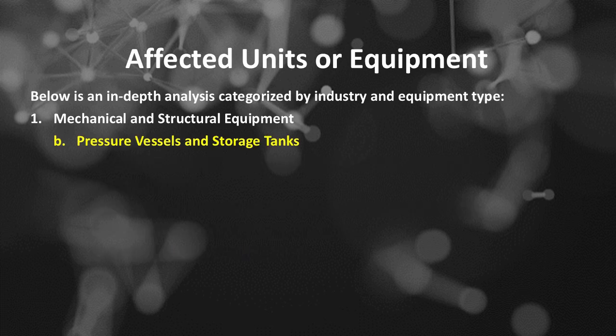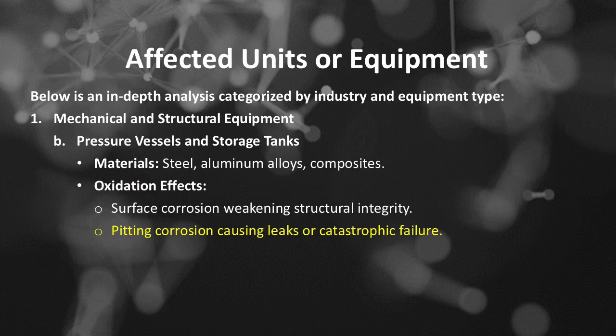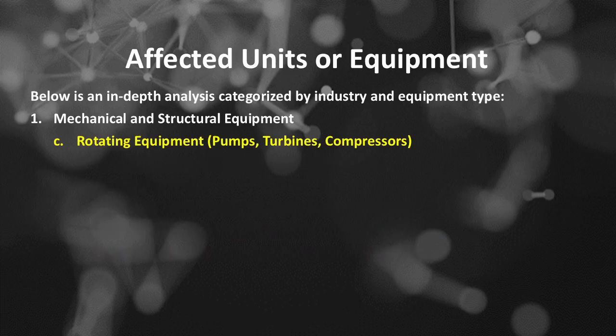Number B of mechanical and structural equipment is pressure vessels and storage tanks. Materials: steel, aluminum alloys, composites. Oxidation effects: surface corrosion weakening structural integrity; pitting corrosion causing leaks or catastrophic failure; coating degradation exposing the underlying metal. Number C of mechanical and structural equipment is rotating equipment, such as pumps, turbines, and compressors.